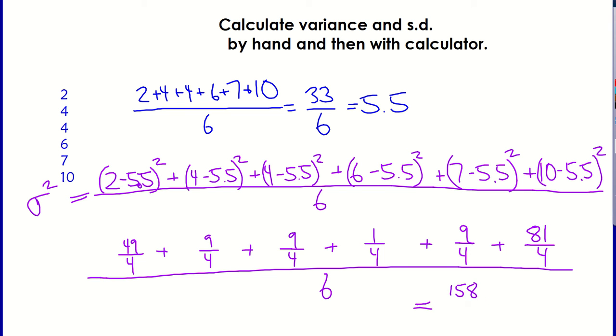158 divided by 4 and then divided by 6. So 158 over 24. That reduces to 79 twelfths, which is approximately 6.583, to 3 sig figs, which is what the IB curriculum is asking you for. That would be 6.58 for that variance.